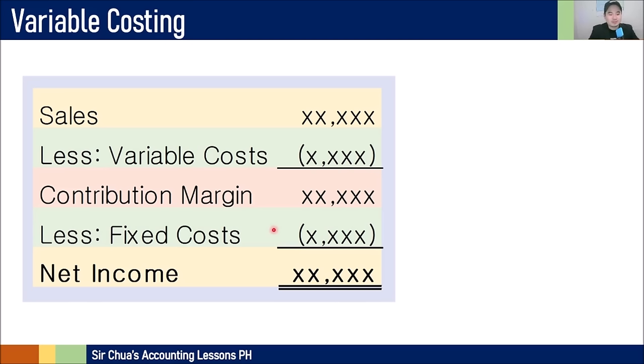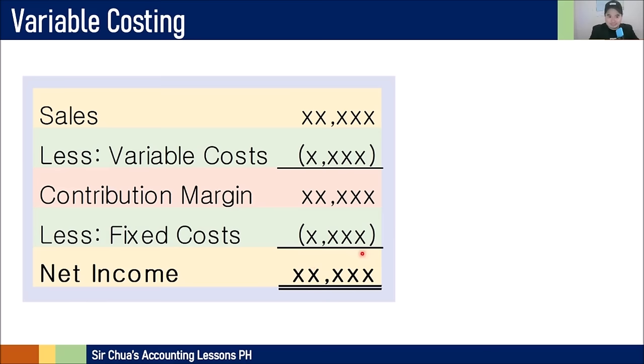Let's repeat the difference from absorption costing. In absorption costing, you are segregating costs as to cost of goods sold and operating expenses under GAAP. However, in variable costing, we are segregating it if it is a variable cost or a fixed cost. All of the fixed costs incurred during the period are not split into the goods that were sold and goods left in inventory. Whatever your fixed cost during the period, that is what you will deduct from the contribution margin to get your net income. So that's how we do variable costing.